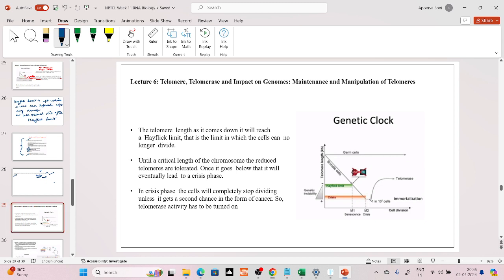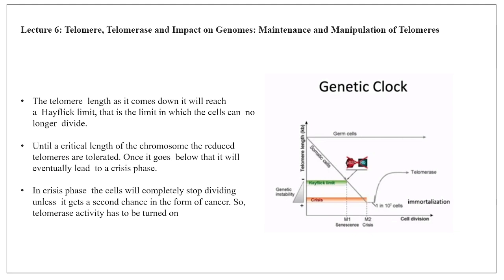This is what we have been studying for such a long time. Again, just to revise, because this is how the syllabus is framed. The telomere length, as it comes down, will reach a Hayflick limit, the limit at which the cells can no longer divide. So in somatic cells, with each round of cell division, the length keeps reducing. It reaches the Hayflick limit. Now it's like, I cannot divide. Now just let me die.